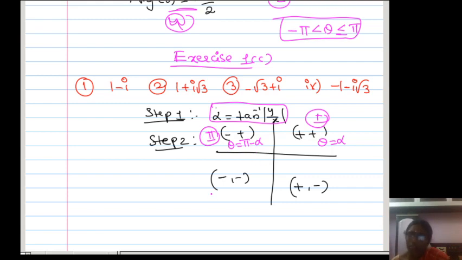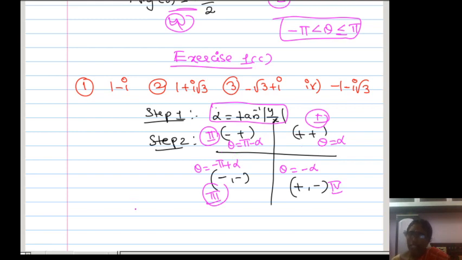If the complex number lies in the third quadrant, what is the principal argument? Minus 180 plus alpha. If our complex number lies in the fourth quadrant, what is our principal argument? Minus alpha. By using these formulas, you can directly find the amplitude theta of the complex number.